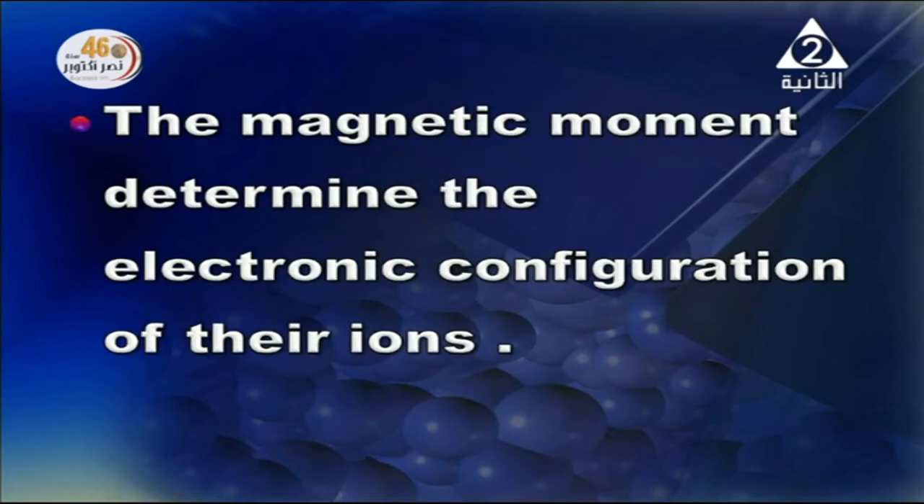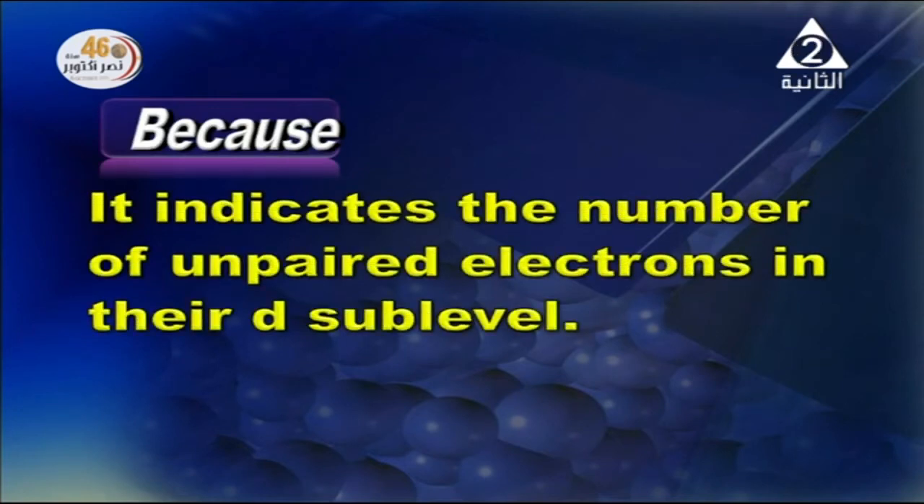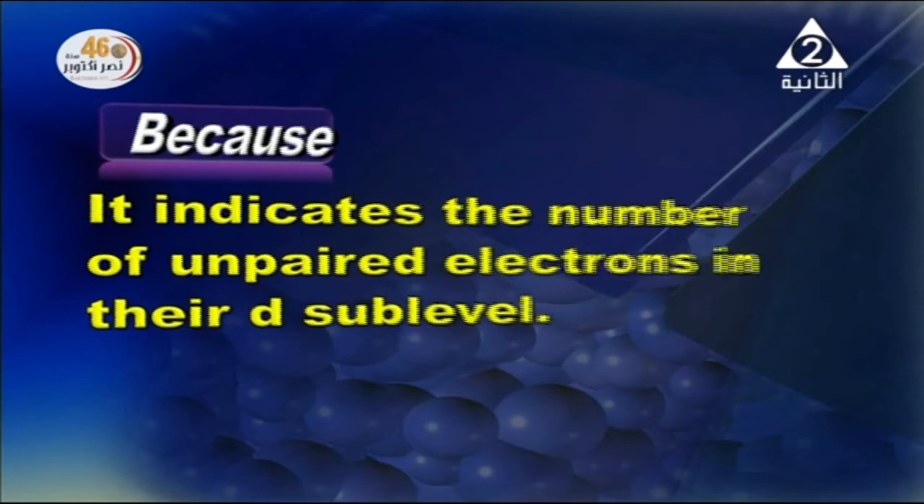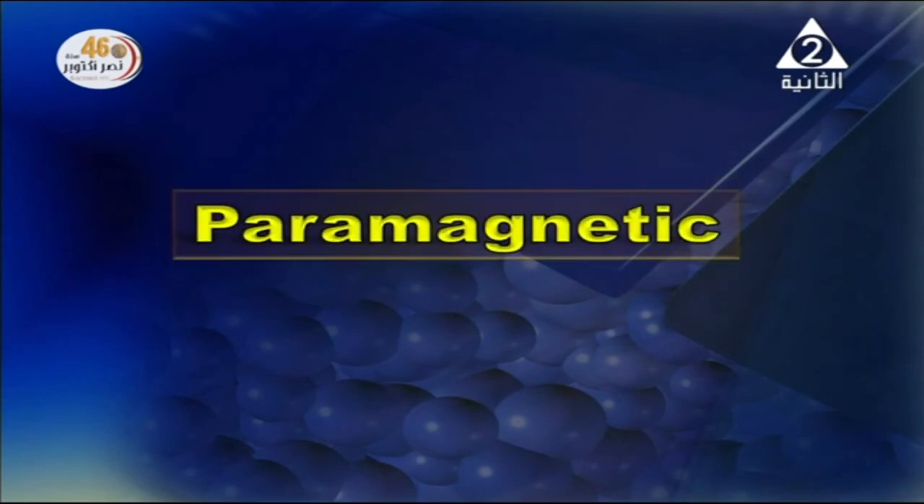My dear student, the magnetic moment determines the electronic configuration of their ions, and we have given reason for this point. The reason is it indicates the number of unpaired electrons in the d sublevel. My dear student, we are going to discuss the types of the magnetic properties. First property is paramagnetic property or paramagnetic substances.